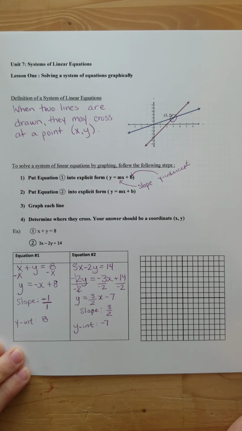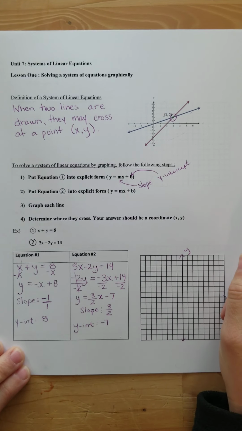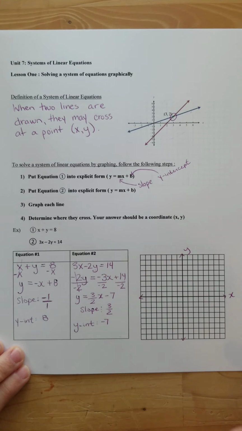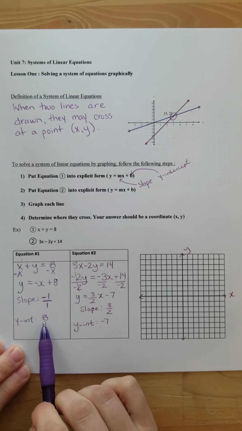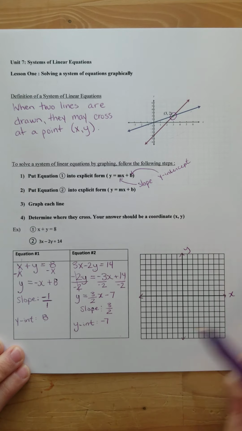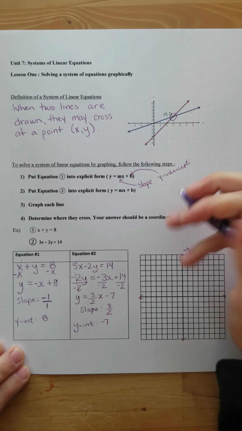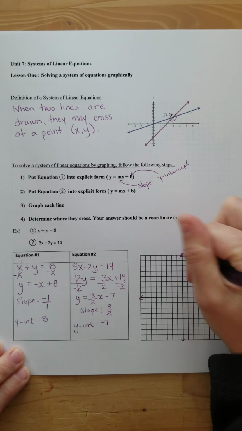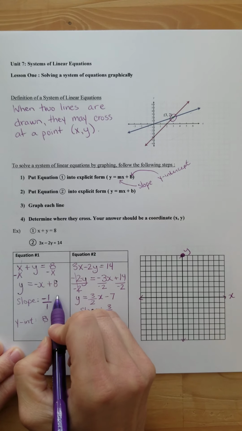Step 3 is to graph each line. Okay, so here is my y-axis. I'm just going to throw some arrows on each end. There's my x-axis. Okay, so for my first line, I start at where y is positive 8. 1, 2, 3, 4, 5, 6, 7, 8. So I'm going to start at the very, very top here. That's positive 8. Now my slope is negative 1 over 1.